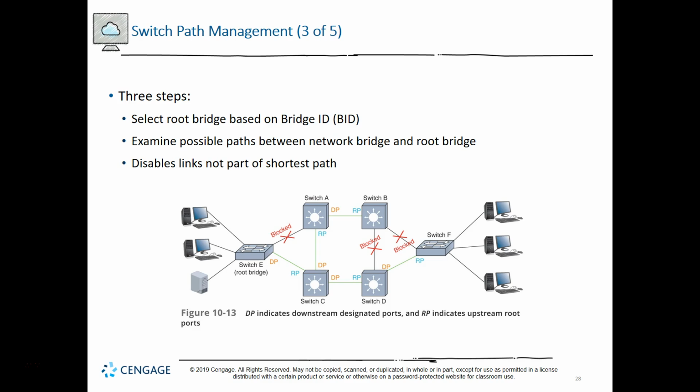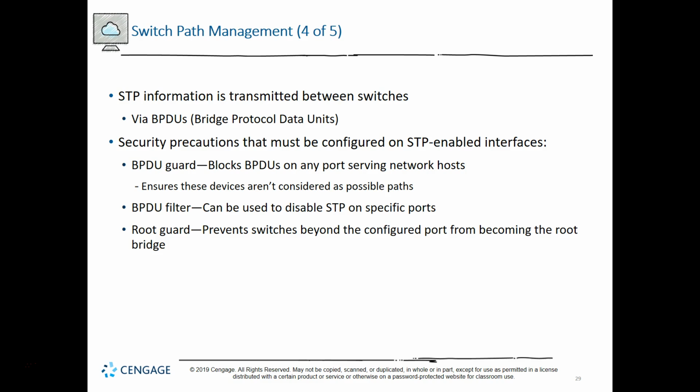We want the redundancy of a loop. We need to be able to disable it. So spanning tree has its own protocol, or its own little language.